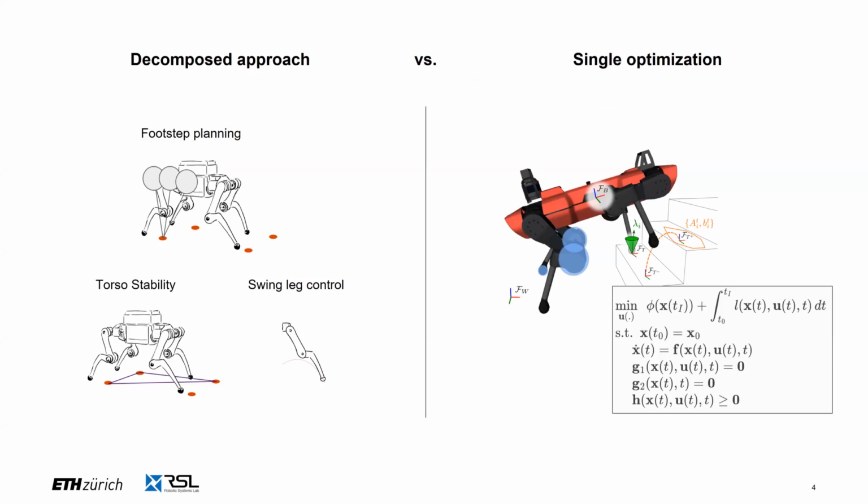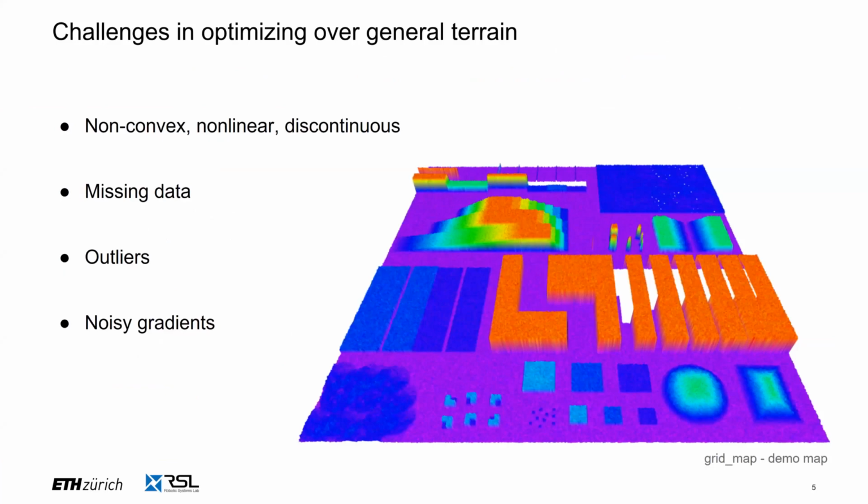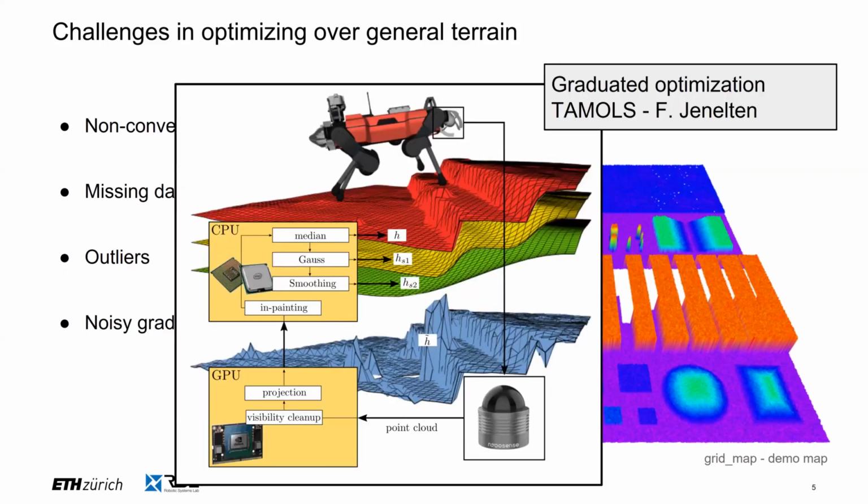But of course, the question then becomes, what should I put in here? And especially when you look at the terrain, terrain is often non-convex, non-linear, discontinuous, you have missing data, outliers. Basically, this is the nightmare of any gradient-based optimization that we use in MPC. So we have to do something here. And one proposal has actually been done by Fabian Jenelten. So you will find this poster here in the back on the right. And what he proposes is to first smooth the terrain and then from that initialize the next optimization on an increasingly realistic representation of the terrain.